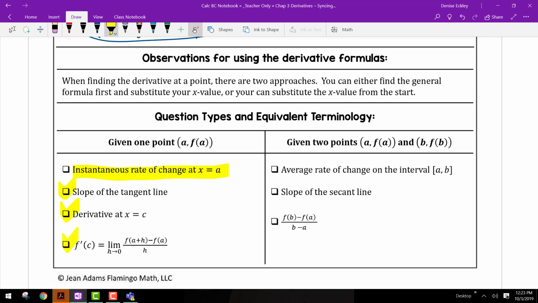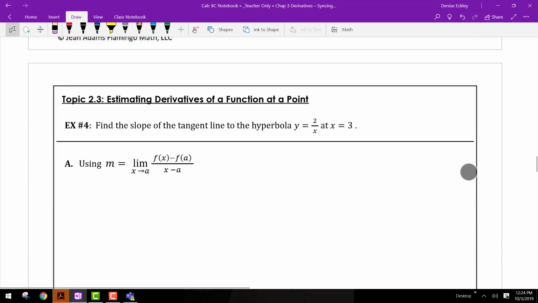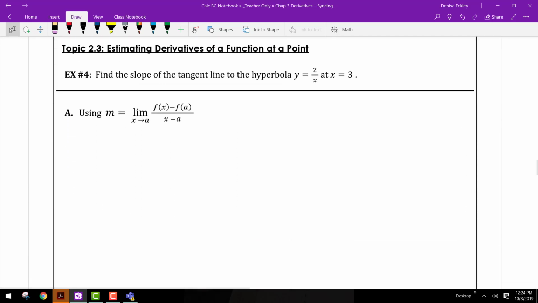If you're given 2 points, now you're only finding the average rate of change over that interval, and that becomes the slope of the secant line, and you're really just using the slope formula to find that value. So I want to make sure that you understand that there is a huge difference between being given 1 point and 2 points. Okay, so now let's estimate a derivative at a point.